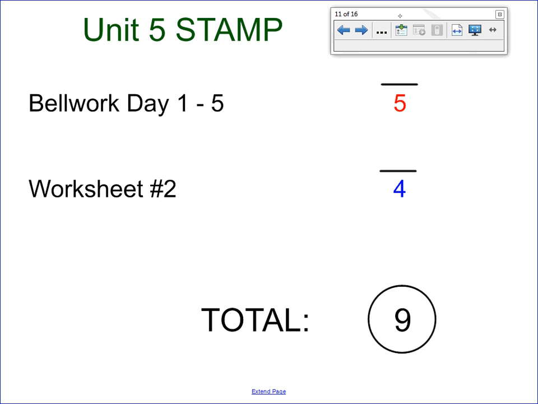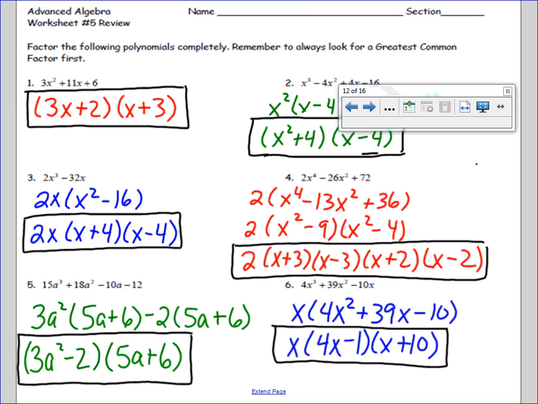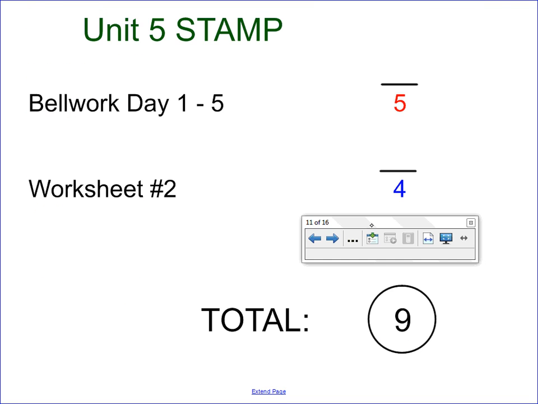The last thing we need to do for our Unit 5 is get you a stamp count. And so everybody right now, you need to go count up your red marks and count up your blue stamps from worksheet number 2 and get a single total. You're going to put that on top of your worksheet review number 5. So you're going to get an Infinite Campus score on top, and you're going to get a circled stamp score. And your stamp score comes from your bell work days and your worksheet number 2 days.